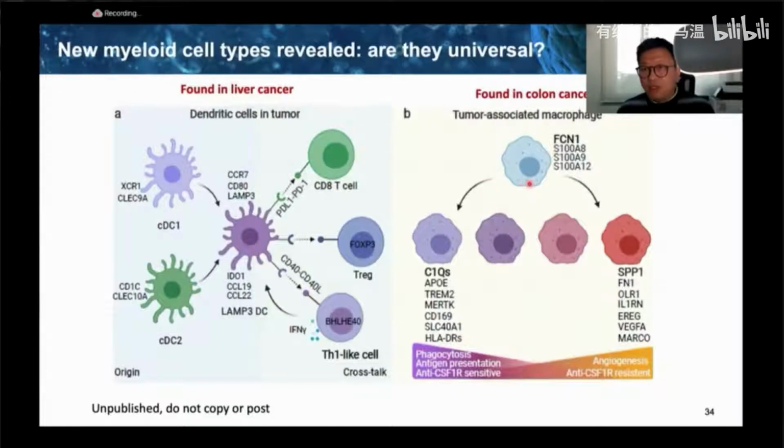So I have described some of the relatively new myeloid subtypes. From liver cancer, we described the LAMP3 positive cells. And from colon cancer, we described that TAMs are heterogeneous. In fact, we described C1QC TAMs and SPP1 TAMs, and they have very different functions. So the question we want to ask next is whether these cells are universal across all cancer types, or whether they are specific to certain cancer types.